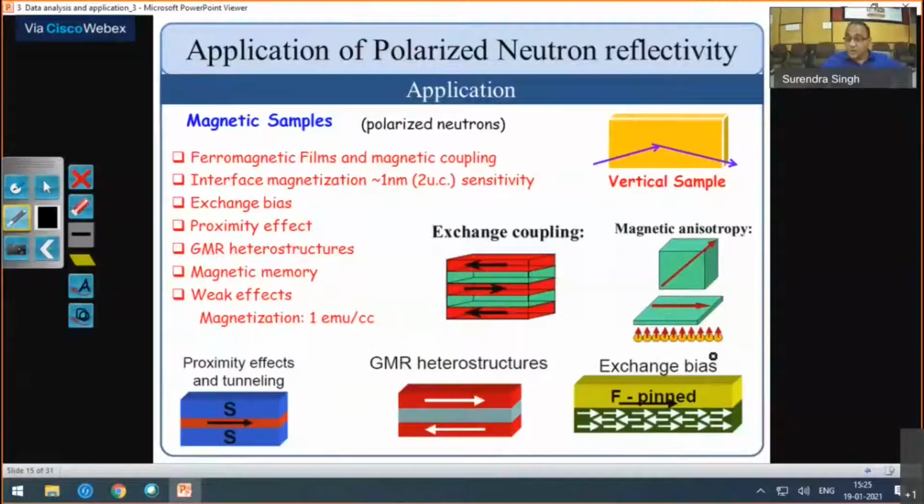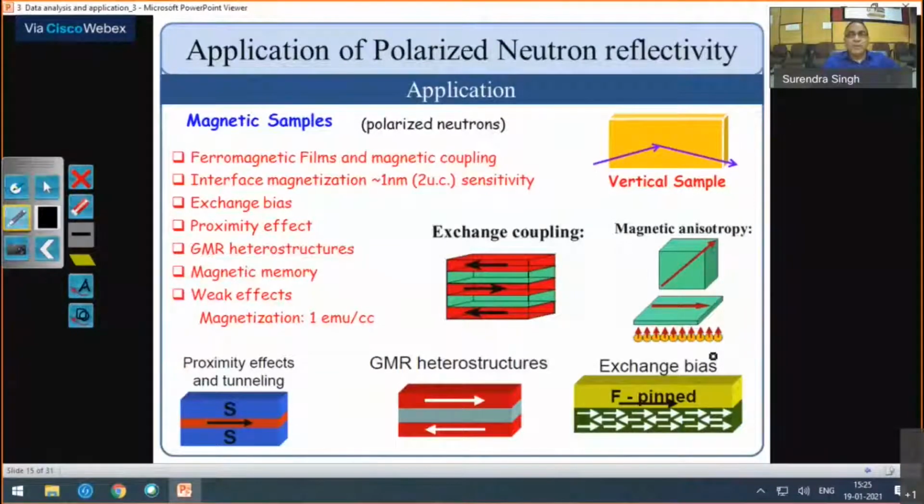You can also get exchange bias from PNR. When there is a pinning of a particular moment at the interface, the hysteresis loop shifts along one of the magnetic field directions. That is the exchange bias. In GMR materials, you have both parallel and antiparallel coupling between two ferromagnetic layers separated by a non-magnetic layer. This has wide application in memory devices. Then there are proximity effects when you make a superconductor and ferromagnet heterostructure.